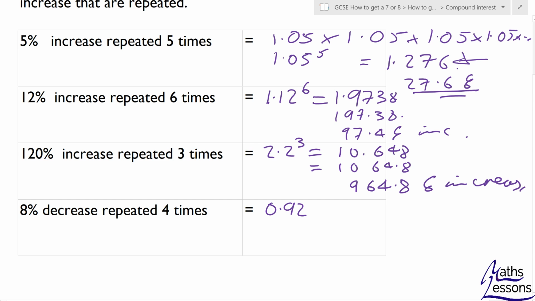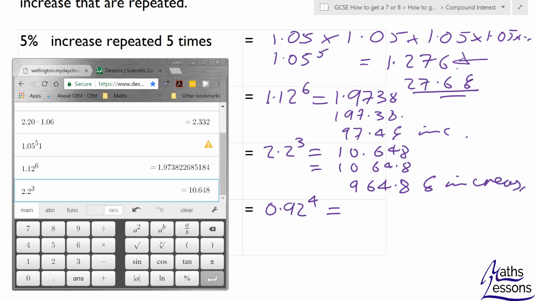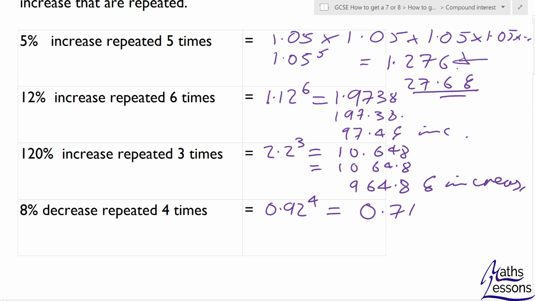This one, it's a multiplier of 0.92. We're going to repeat that 4 times. The power of 4: 0.92 to the power of 4 gives us 0.716. So therefore, we're going to take 71.6 away from 100. So that's going to give us a 28.4% decrease.